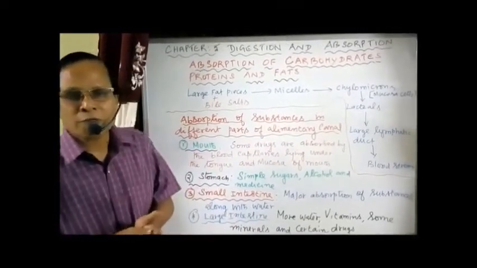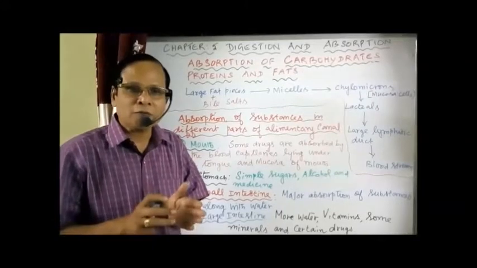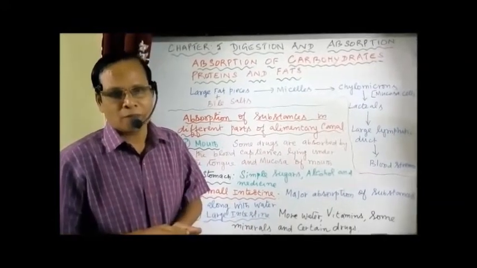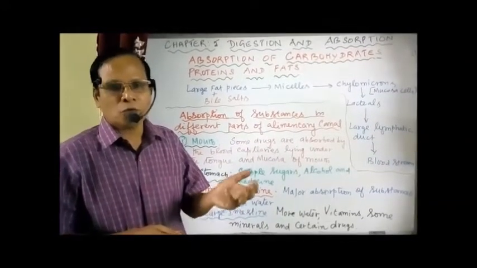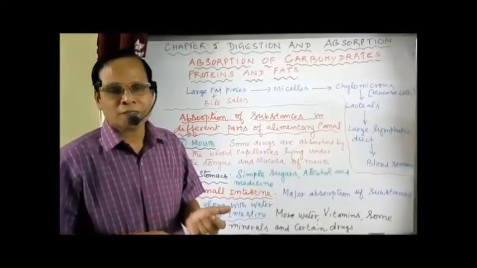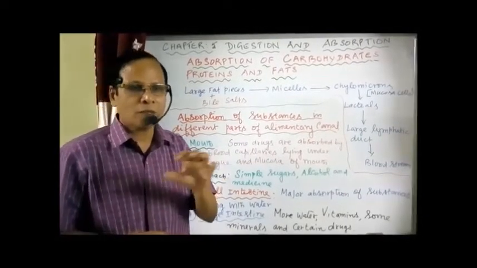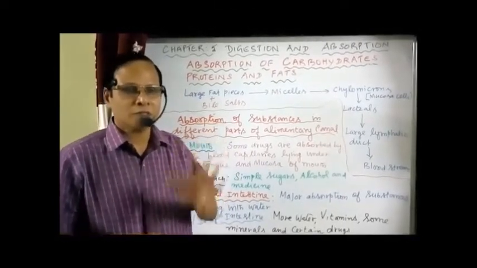Now we have the absorption of substances taking place in different parts of the alimentary canal: the mouth, the stomach, the small intestine and the large intestine. These are all the places of absorption of different materials.